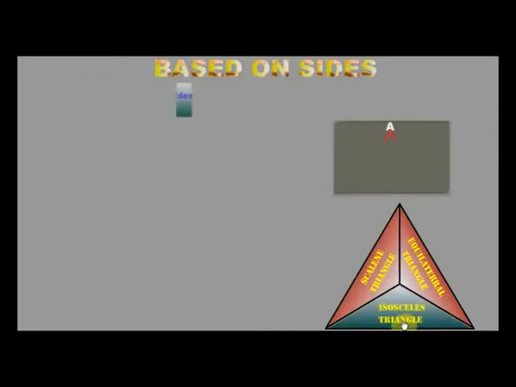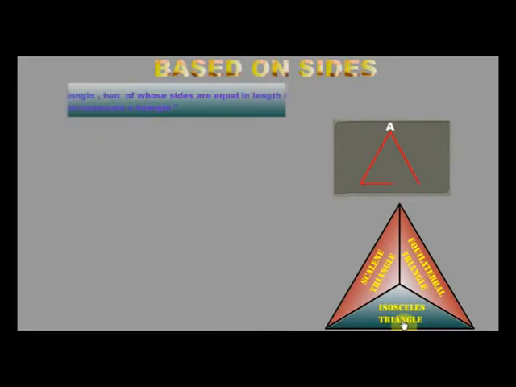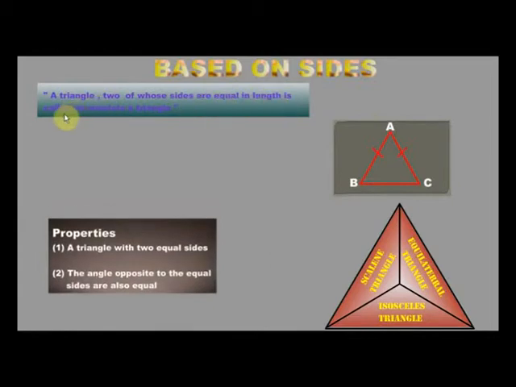The next is the isosceles triangle. Now what do we mean by an isosceles triangle? We can say that a triangle, two of whose sides are equal in length, is called an isosceles triangle. So, if a triangle is such that two of its sides are equal in length, then such a triangle is known as an isosceles triangle. Now, if we take this example, this is triangle ABC, in which AB is equal to AC, and so this is an example of an isosceles triangle.